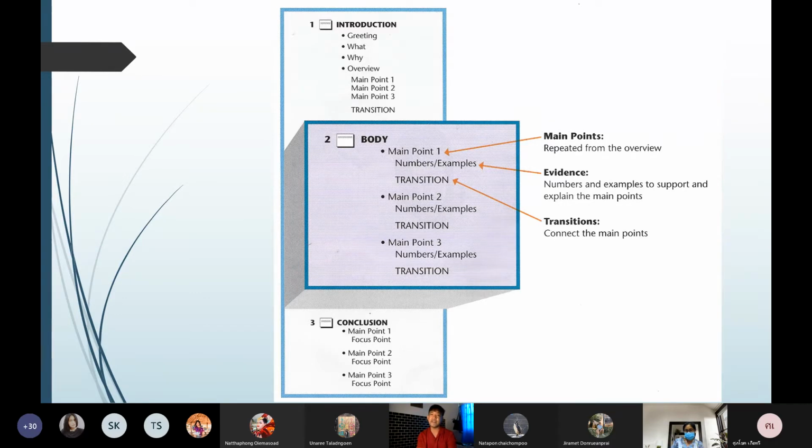So let me summarize. Main point, repeated from the overview. You could speak the main point. Then you could discuss using numbers, examples, or details that could prove or support your main point. Then transition signals, which we will be dealing with in the next slide later.